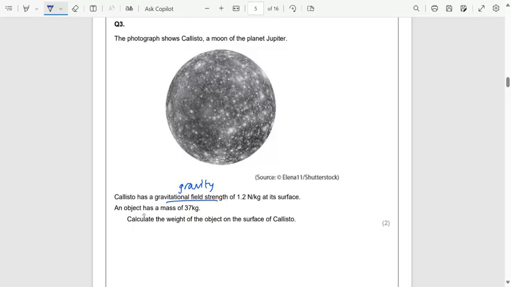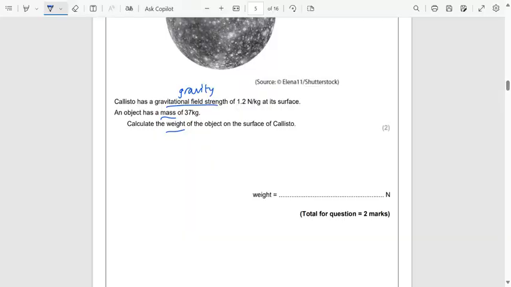And we have an object that has a mass of 37 kilograms. We're asked to calculate the weight. So I'm just going to write down what I know, which is a really good practice. Mass is 37 kilograms. Now the first thing you do is you need to check the units and make sure we're in the units that we want to be. So mass should be in kilograms, gravitational field strength, newtons per kilogram.